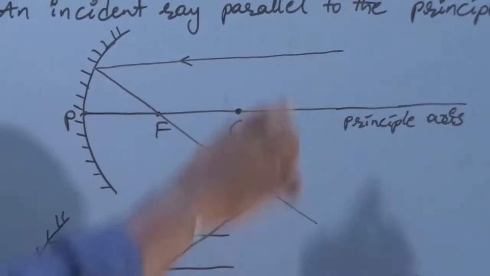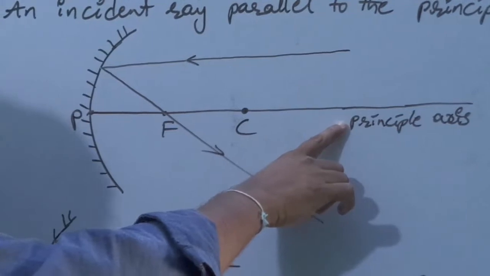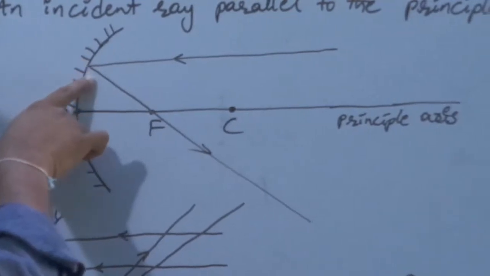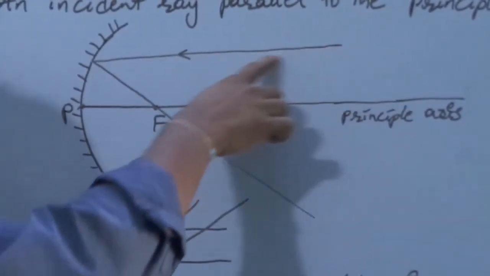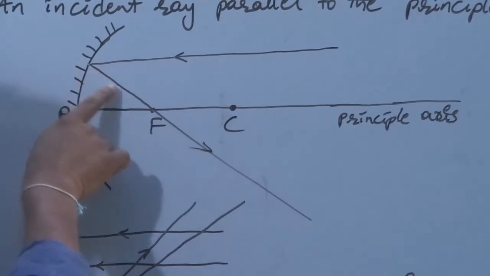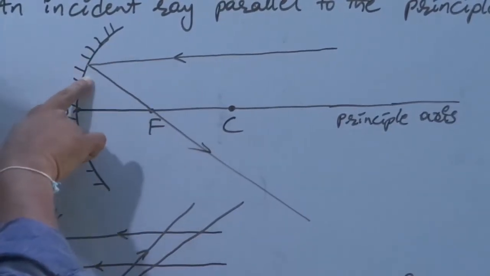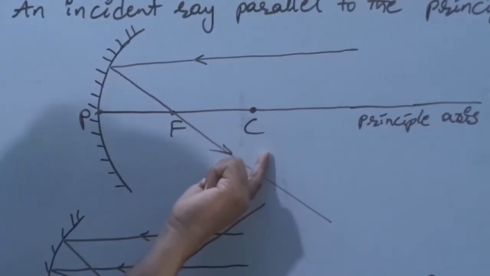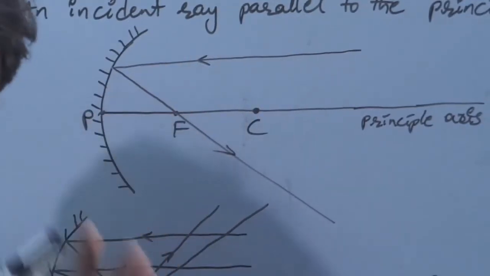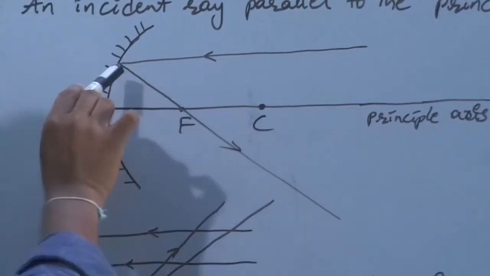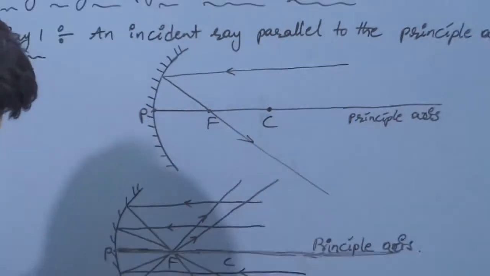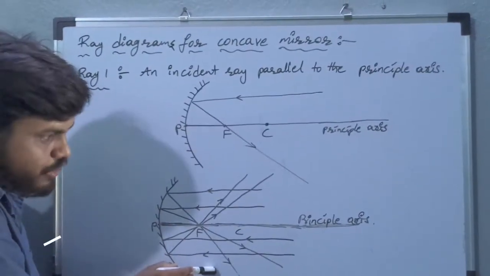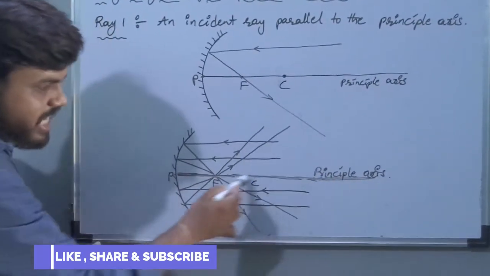Already we know, the ray which is parallel to the principal axis passes through the focal point after reflection. This is ray 1; we know the reflected path of the incident ray. Every parallel ray, after reflection, passes through the focal point. See the second diagram. Many parallel rays, 4 parallel rays I took. These 4 are parallel to the principal axis.